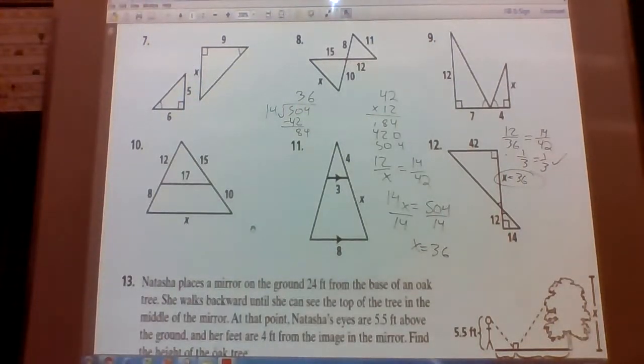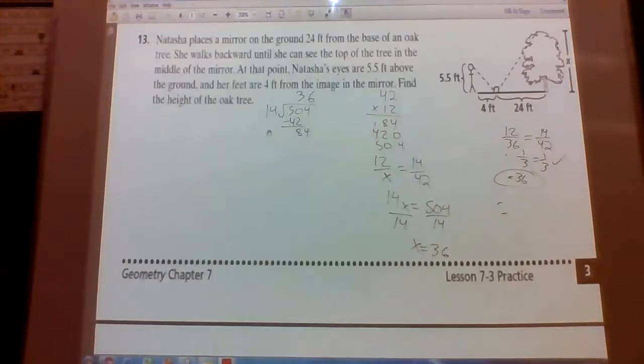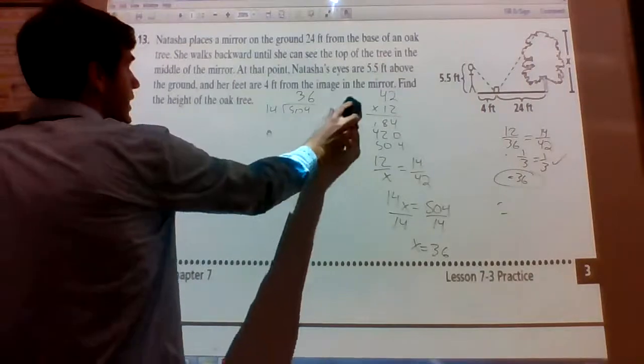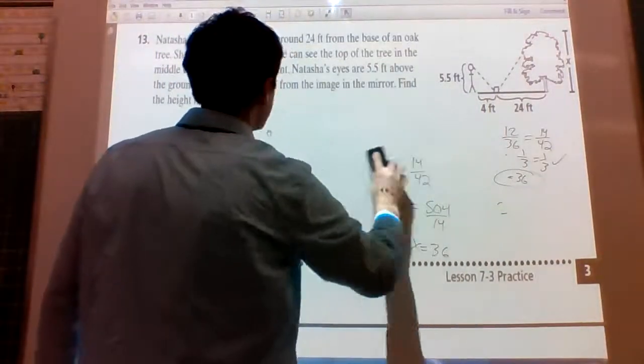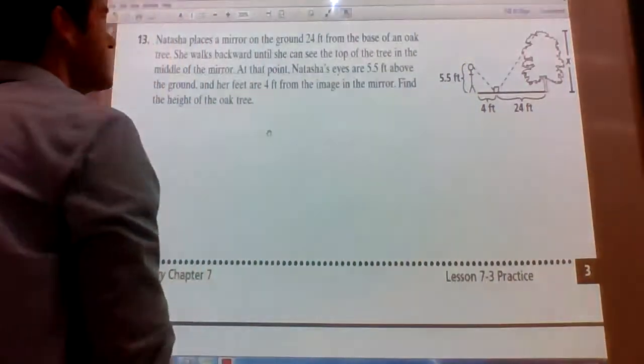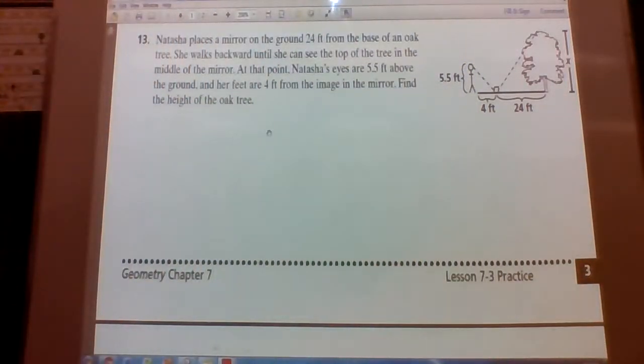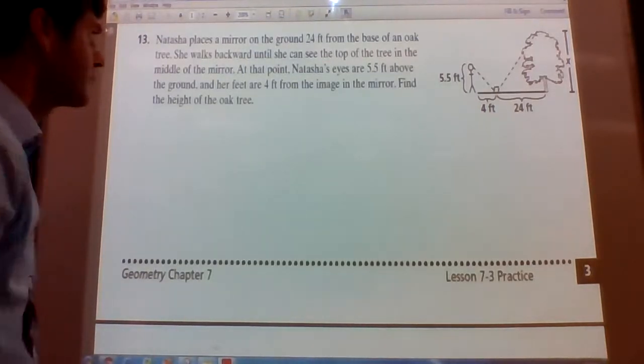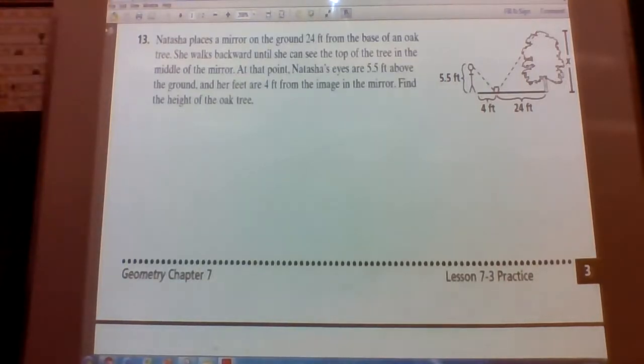Okay, last problem, we have 52 minutes. Jeez, I guess it is 23 problems. So, okay. Natasha places a mirror on the ground 24 feet from the base of an oak tree. She walks backwards until she can see the top of the tree in the middle of the mirror. At that point, Natasha's eyes are 5.5 feet above the ground, and her feet are 4 feet from the image in the mirror. Find the height of the oak tree.